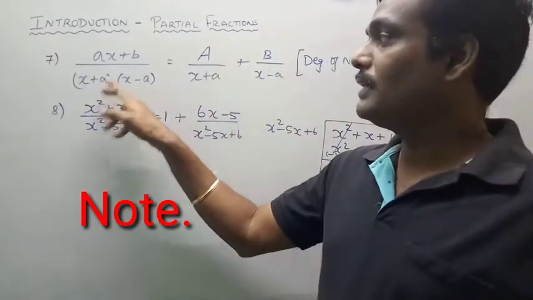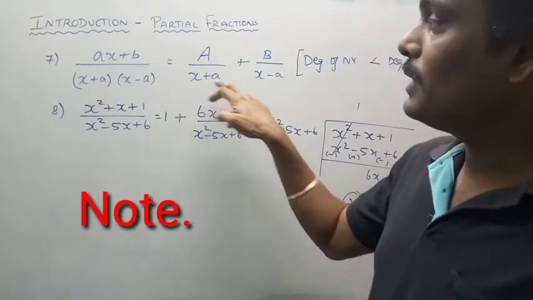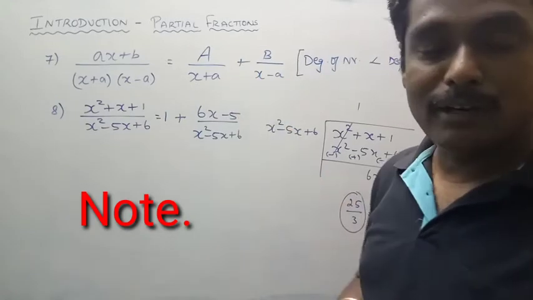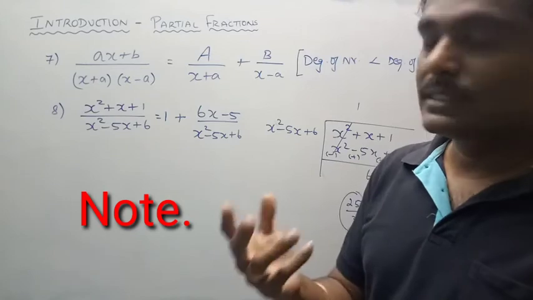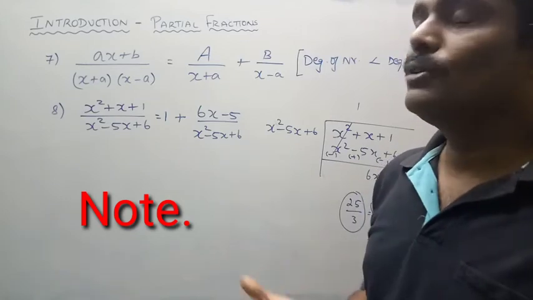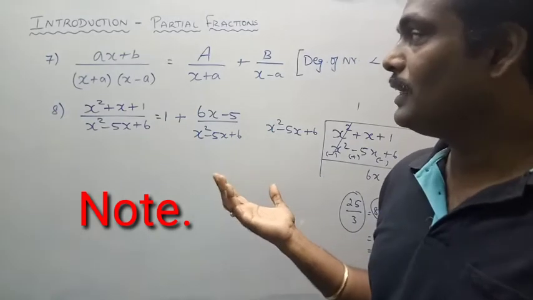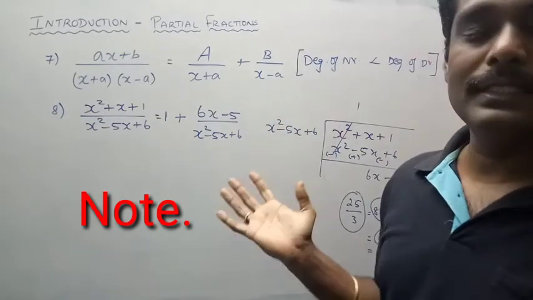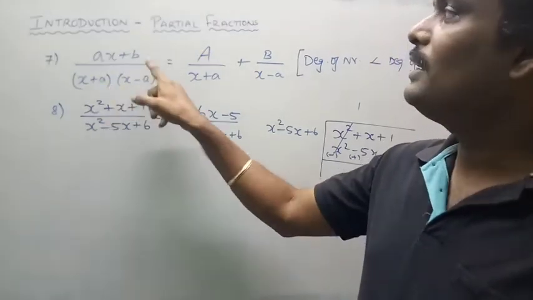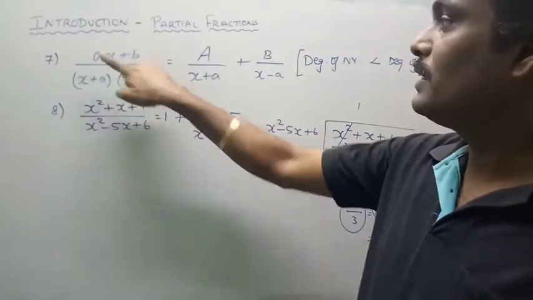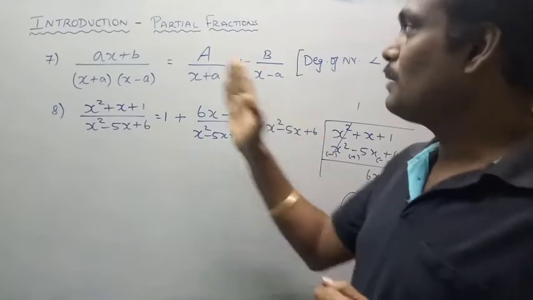Sometimes the factor may be repeated, like x plus a whole cube. We discussed one case now. The same x plus a will be repeated in all three denominators. In such cases, you want to equate the coefficient of the highest power of x on both sides, or substitute 0 or 1, some constant. You make it some linear equation, and you want to solve it. That we will discuss while solving the problem. Basically, you should know how to split the fraction as partial. Partial means we are splitting into so many parts. That is what a partial fraction is.